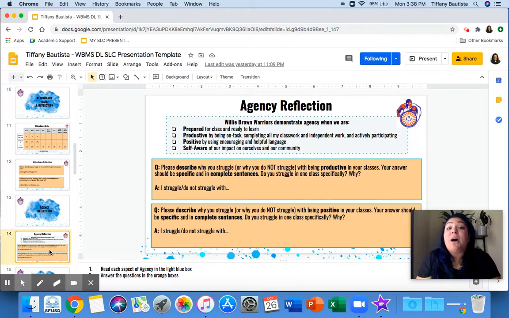The third one is being positive. So this means being positive to your peers, using encouraging and helpful language whenever you're in Zoom classes, or even on comments in the Google Classroom, and being positive towards yourself too. You know, giving yourself encouragement, and giving yourself the space to grow.